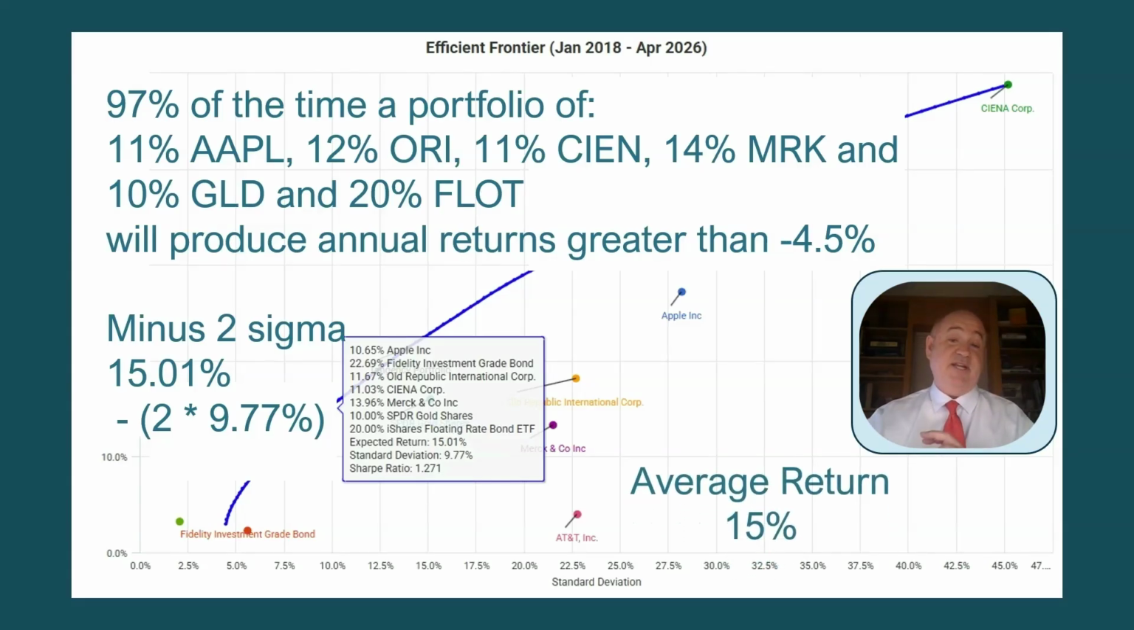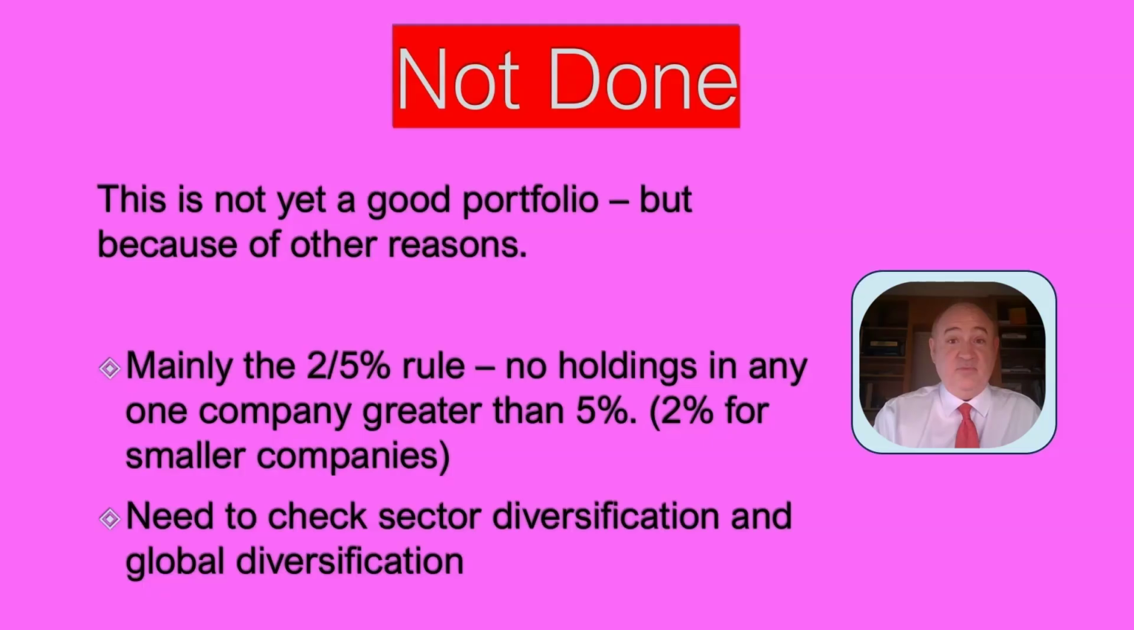Again, this is all based on historical data, and we're making the bold assumption that history will repeat itself. Now, one note, we're not done. This is not a good portfolio. Why is it not a good portfolio? There's too much concentration in holdings, and we have not checked sector diversification, global diversification, and several other things. Now, there's another video where I'm going to pick up where this left off and convert this portfolio, which is a good start, into a really good portfolio.